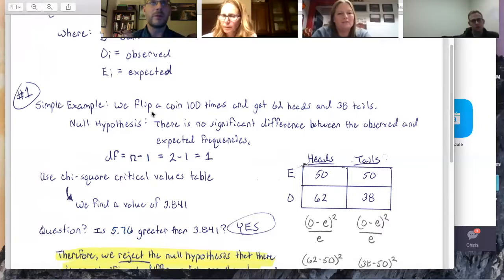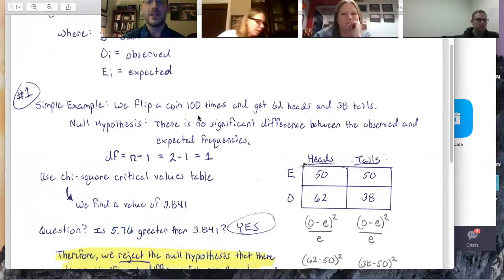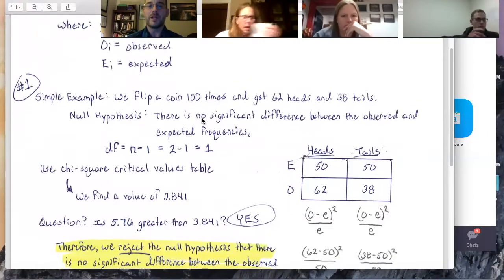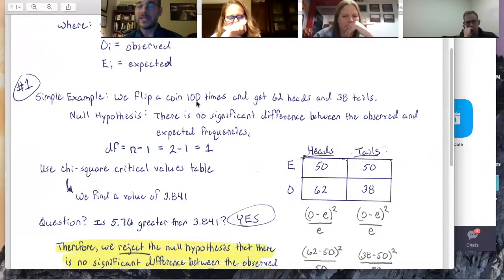If we thought theoretically, if we did this 1,000 times, eventually we're going to start to converge on the true mean, that probability of 0.5. But in this case, we did it 100 times randomly. We got 62 heads, 38 tails. And we want to know from a research hypothesis, is there a significant difference between the observed and the expected frequency?